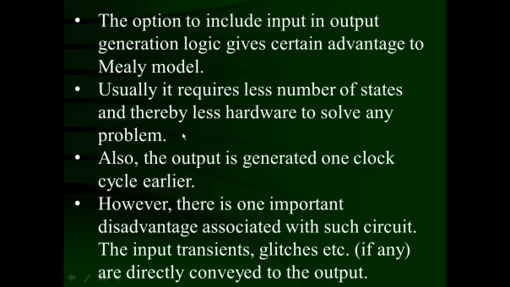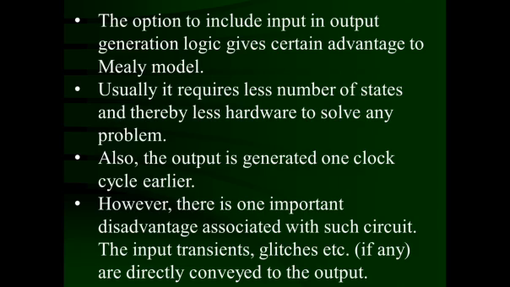Also the output is generated 1 clock cycle earlier, that's why the output is generated faster. However, there is one important disadvantage associated with such a circuit: the input transitions, glitches, etc., if any, are directly conveyed to the output. Now what is the disadvantage of Mealy models then? Previously we have seen all the advantages. Now the disadvantage is this, that the output Qn+1 also depends upon the input.